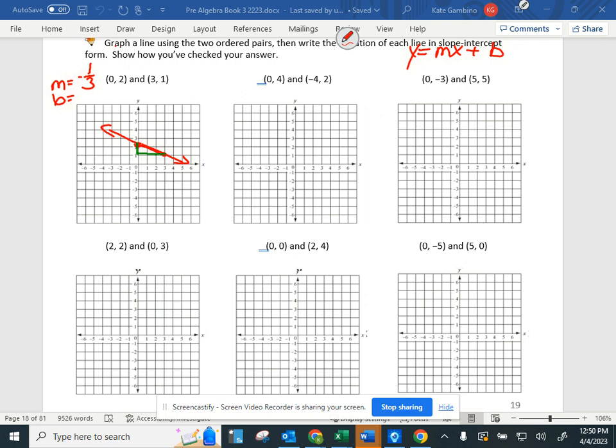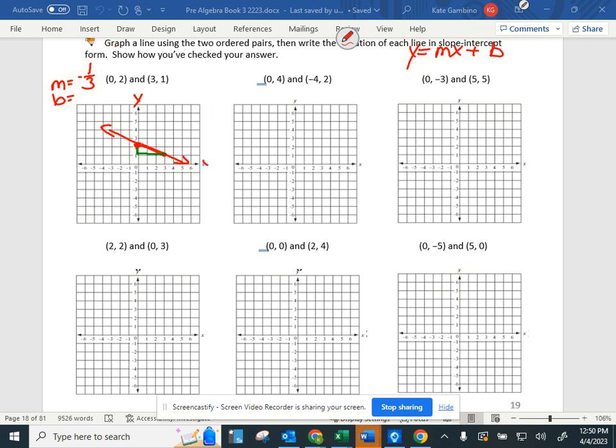Who remembers? It's been a while. James. It's where the line crosses the y-axis. Remember, when it's the y-intercept, the x is always 0. So if it's the y-intercept, you look at where x is 0, where does the line hit the y?